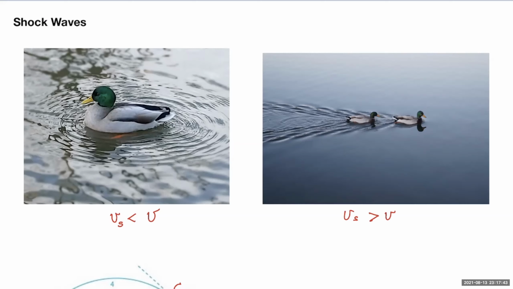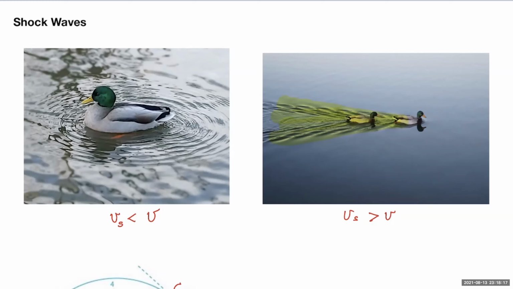But in the second case, the duck's swimming faster, and you see a cone-shaped region where there's a ripple trailing behind. Okay, and you see nothing in front of the duck. You don't see any wave in front of the duck. It's because the wave doesn't move as fast as the duck, so therefore it cannot move ahead of the source, which is the duck. Okay, that's when the speed of the source, Vs, is faster than the speed of the wave it creates.